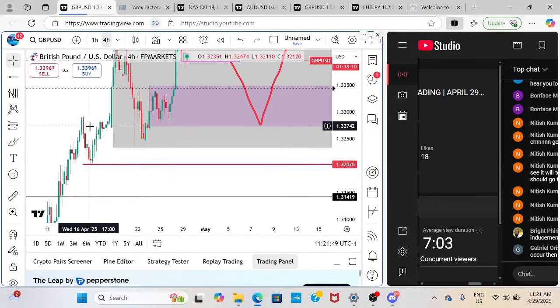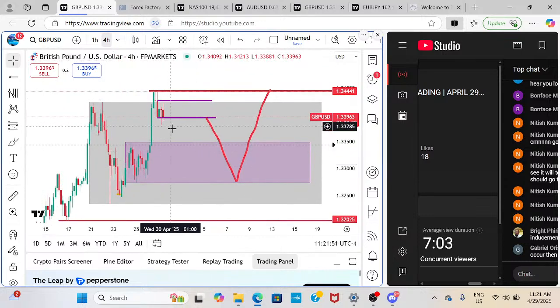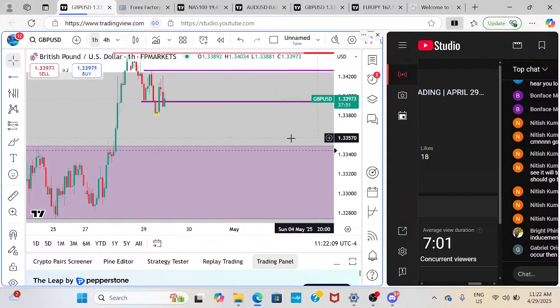So yeah, GBP/USD in the short term right now is a sell, and then later on it's going to turn into a buy once we arrive between 1.3348 and 1.3278, then we're going to buy. I hope that makes sense.